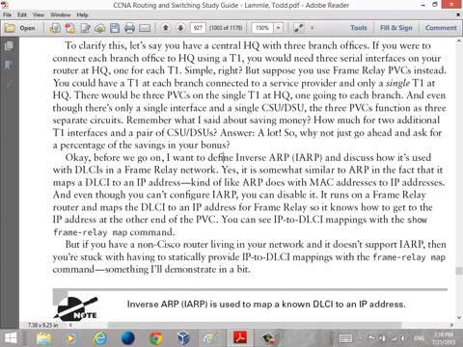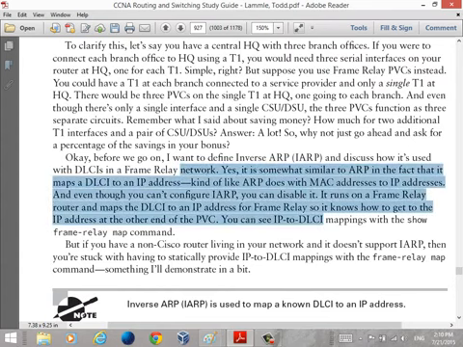You had asked the question, how do we get to know our DLCI? With the help of inverse ARP. In normal switch scenarios, what thing is working? ARP. Here, what thing is working? We will discuss how inverse ARP will work. Wait. First, read this paragraph.